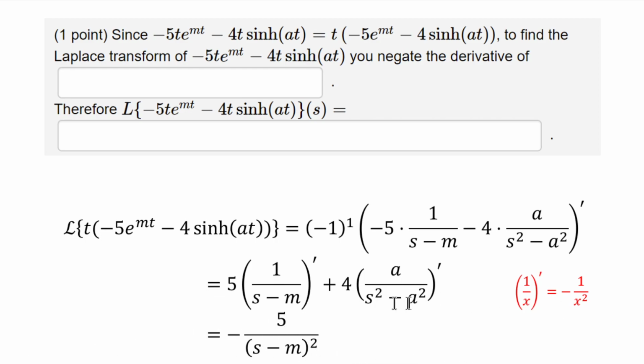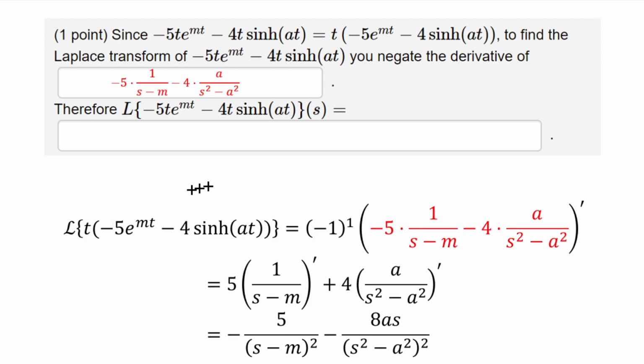Whereas this one, when you differentiate using this formula and then take this denominator, s squared minus a squared, outside and differentiate, you get 2s, right? So it's negative of this denominator squared multiplied by 2s, but 2 times 4 is 8, so you're going to get negative 8as over (s squared minus a squared) squared, okay? And so that's the answer.